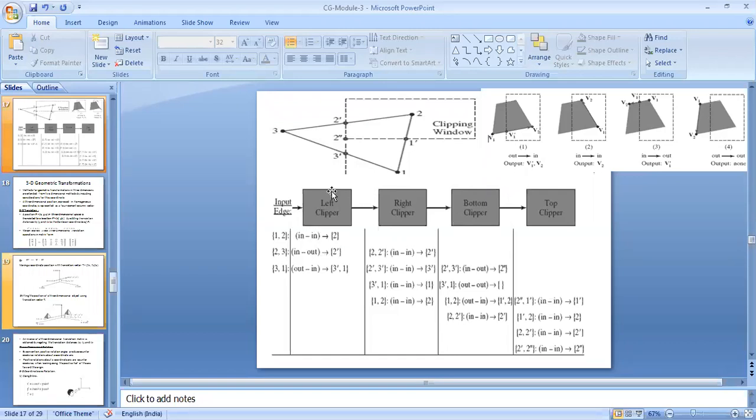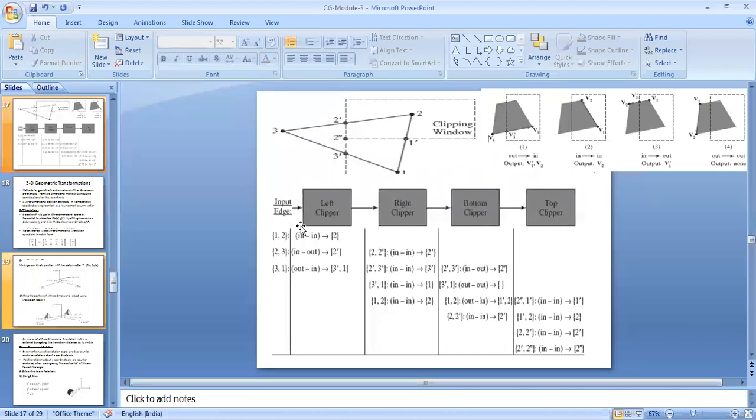Fine, right? So first I will consider the left clipper. That means anything outside the left boundary is outside, and within the left boundary it is inside. Next I will be considering the right clipper. Anything outside the right boundary will be outside, and all other things will be inside. Next I will be considering the bottom clipper, where anything below this is outside, and all the things above this is inside. Next up is the top clipper. Anything above this is outside, and below this is inside.